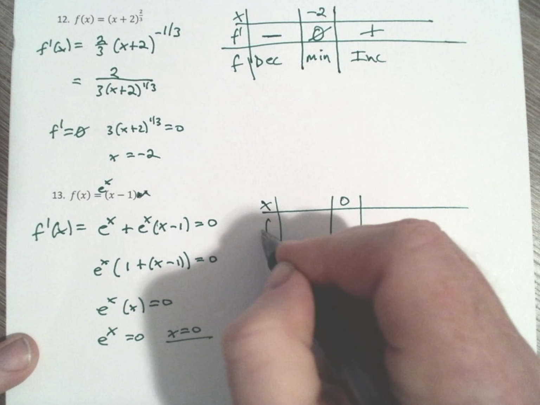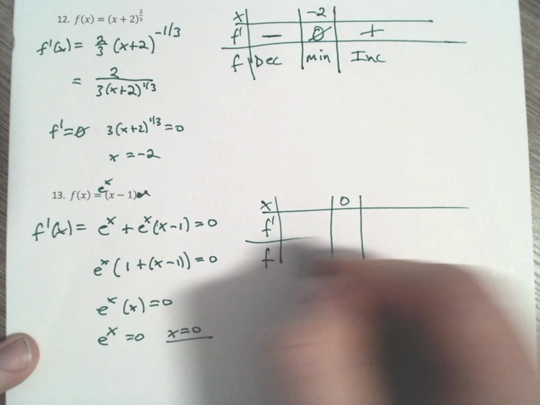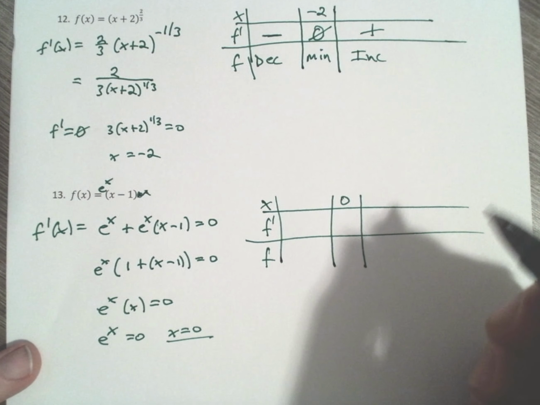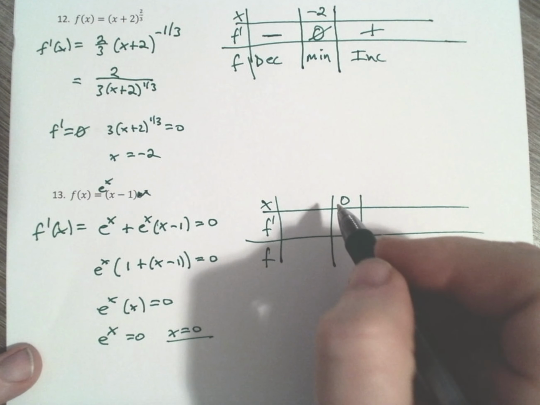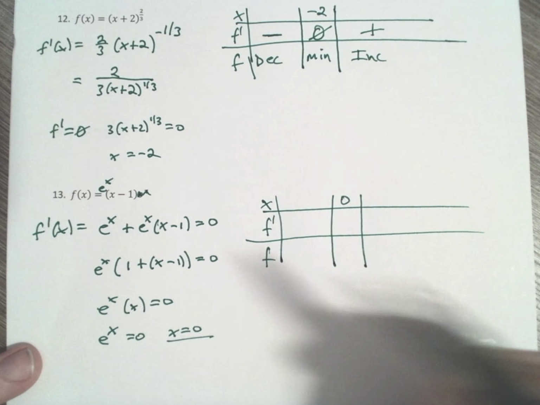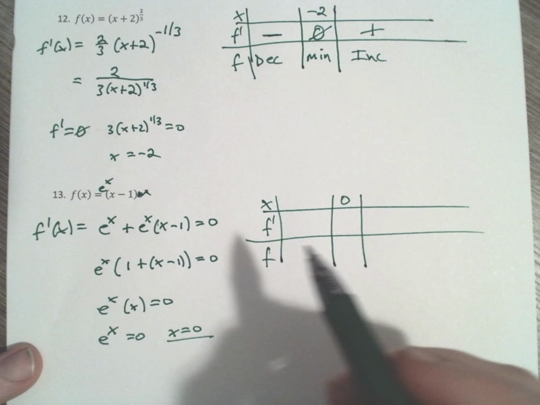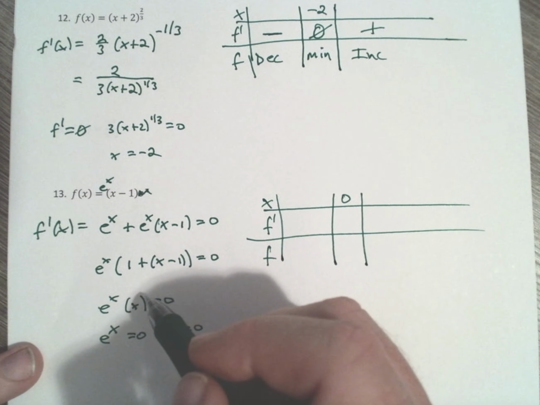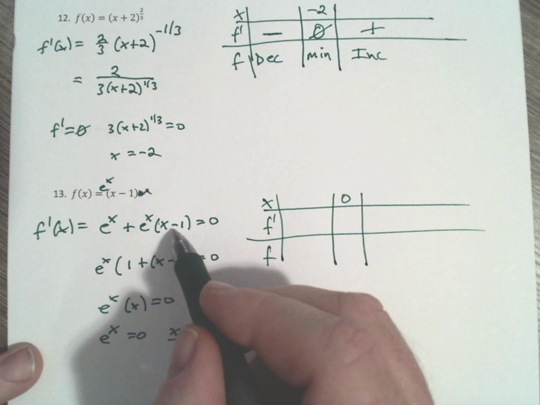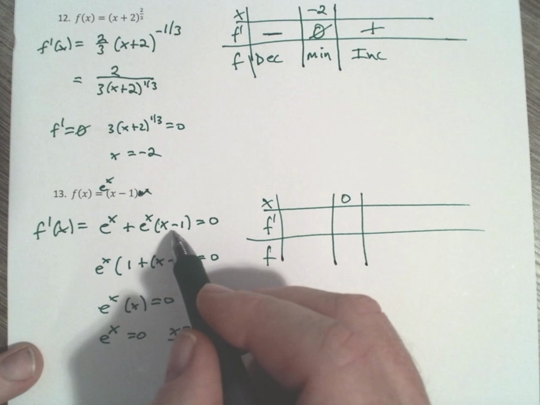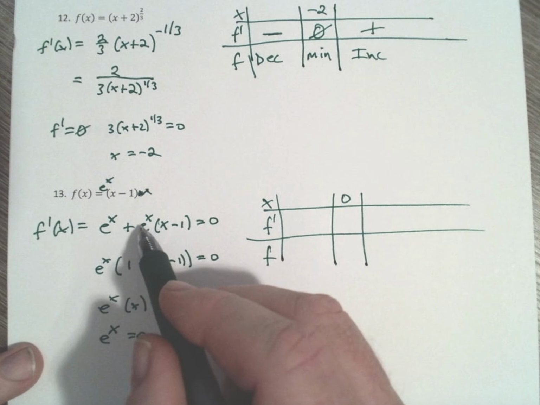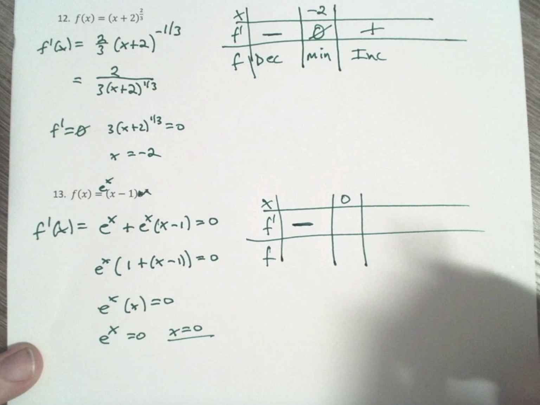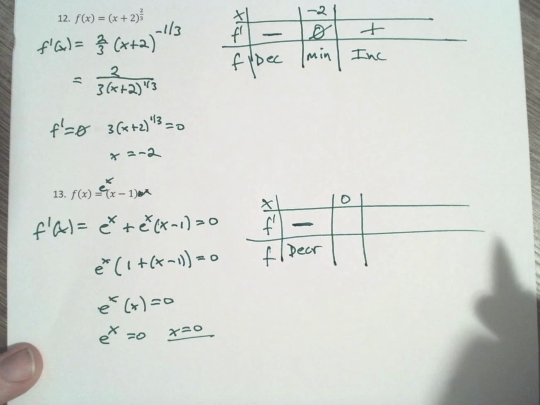Okay, once again, we're just picking a number and finding the intervals where we're positive and where we're negative so we can figure out where we're increasing, decreasing, and then determine if we have a min or a max there. Picking a number to the left, we'll just say negative 1. e to the negative 1 is positive, but negative 1 minus 1 is negative, so that's going to be a negative number. So we're going to be decreasing there.